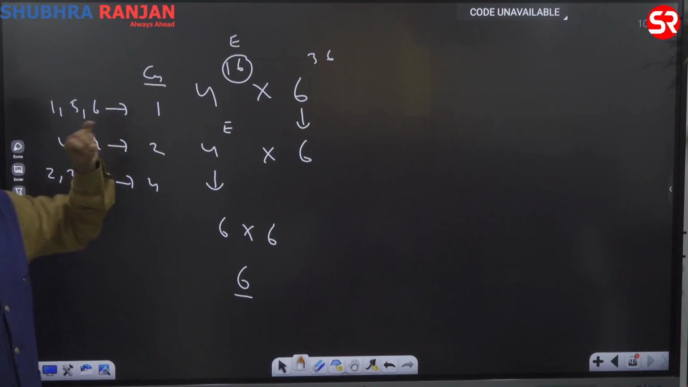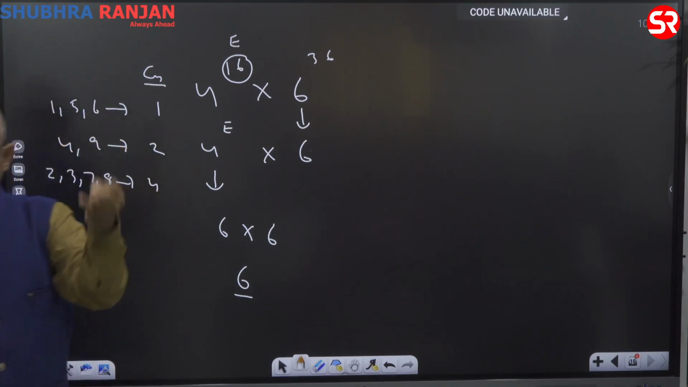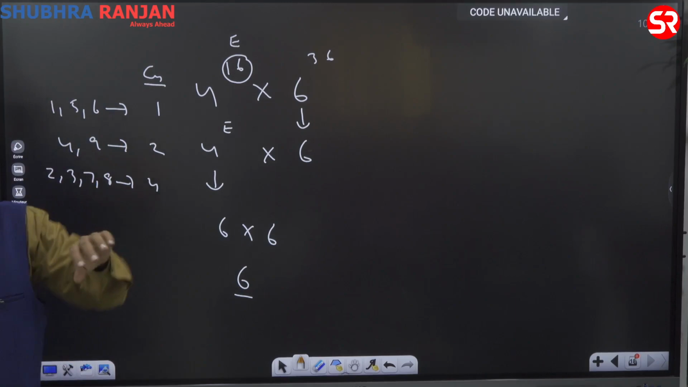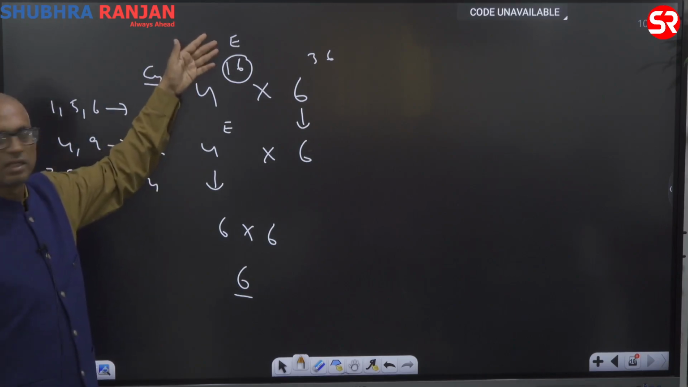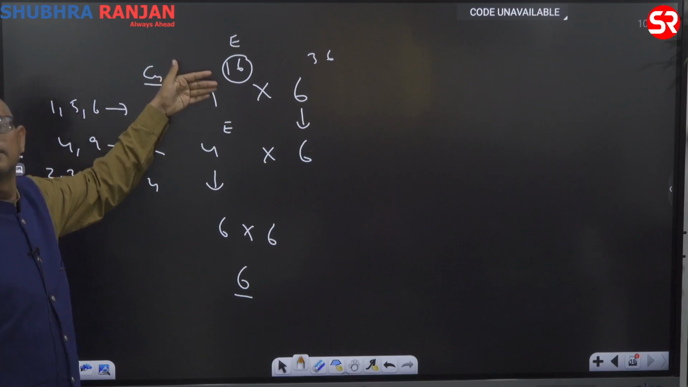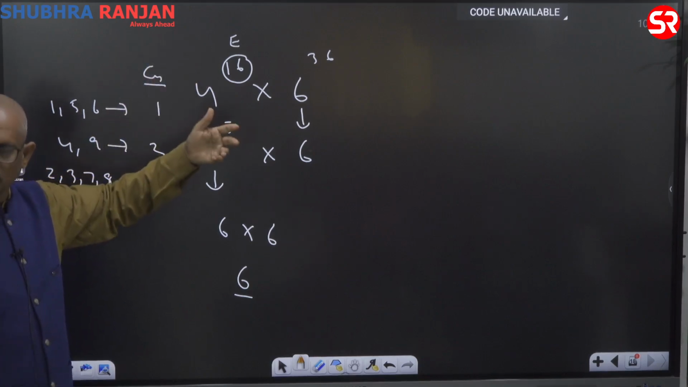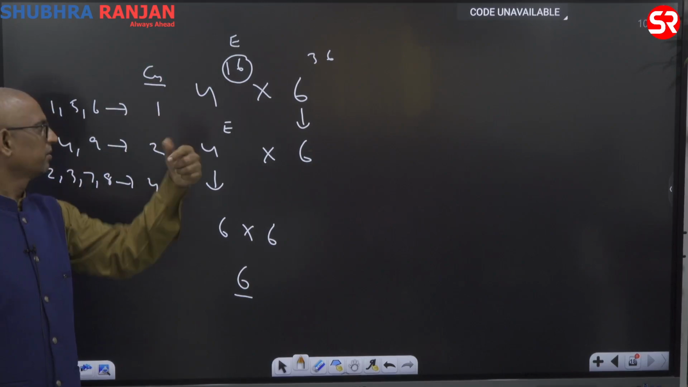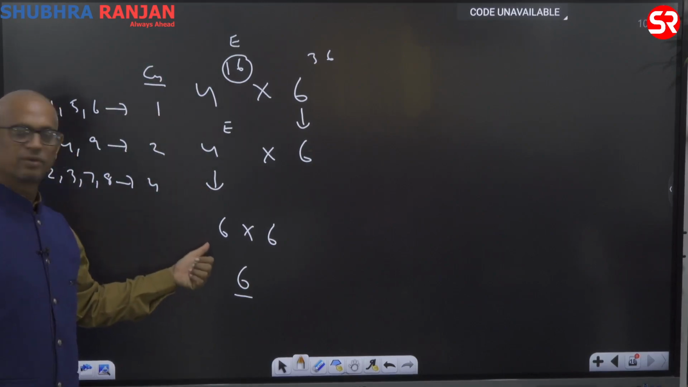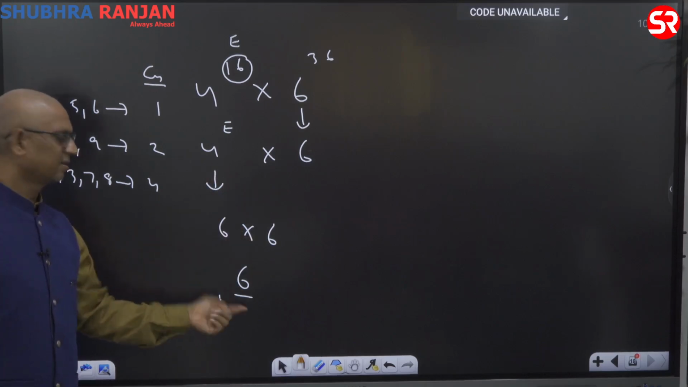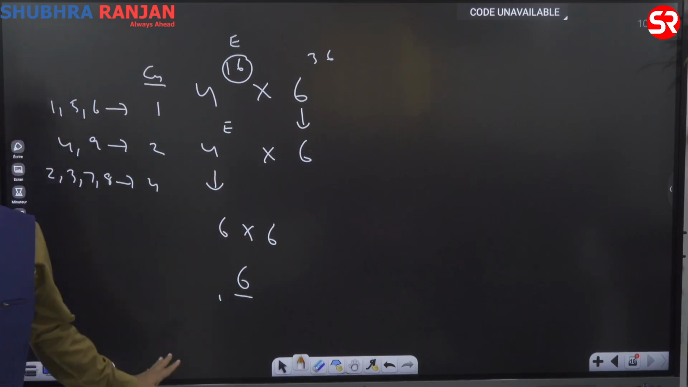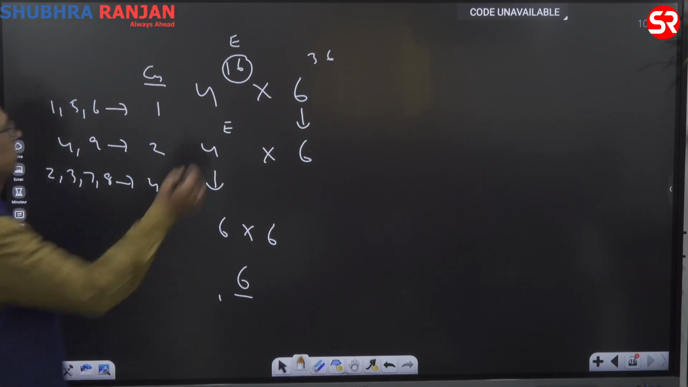2 means definitely the number must be either even or odd. Here the number is even. So for even number, what will you get? For odd number you will get the same number and for even number you will get the linked number. So what is the linked number for 4? 6. So answer is 6. Got it? Any doubts? Next question.